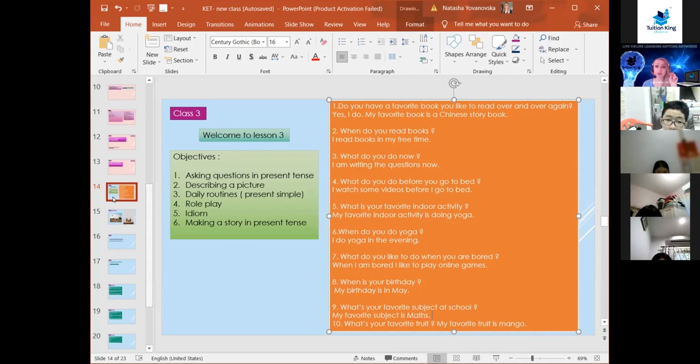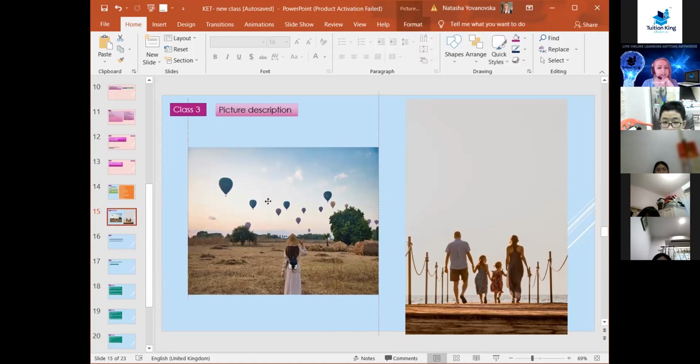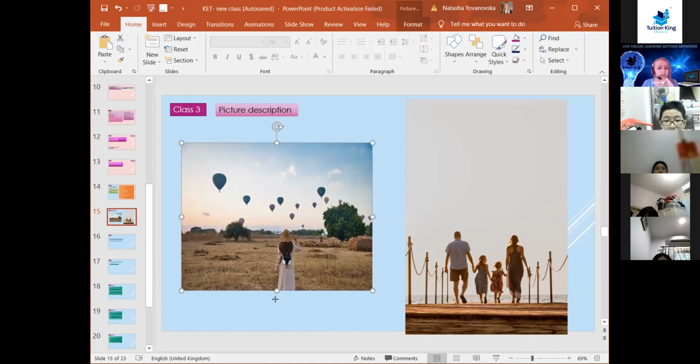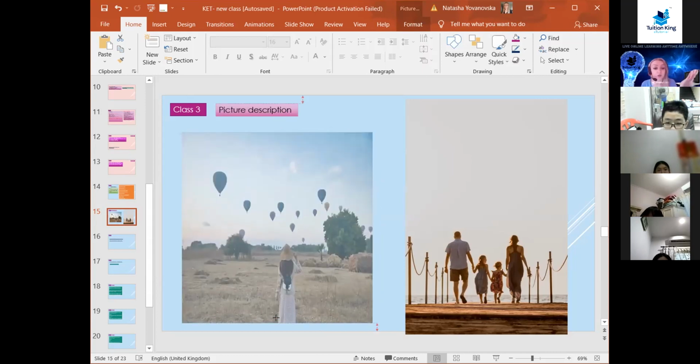Let's go to number 2, where we have describing a picture. So first we chose these 2 pictures because I find them very simple and very easy. So let's start with Bernice. Bernice, can you tell me about this picture? What do you see in this picture? How are you going to describe it for us?